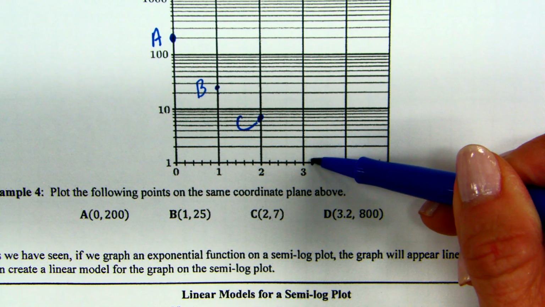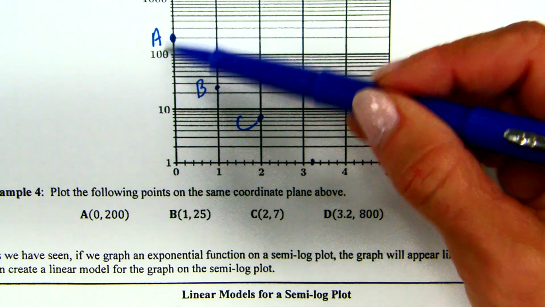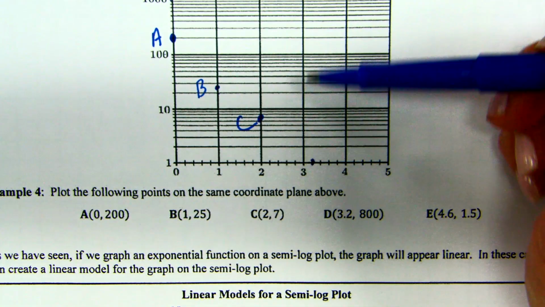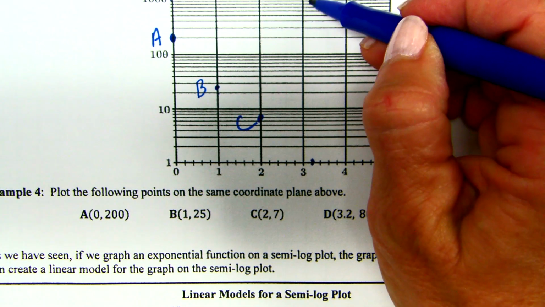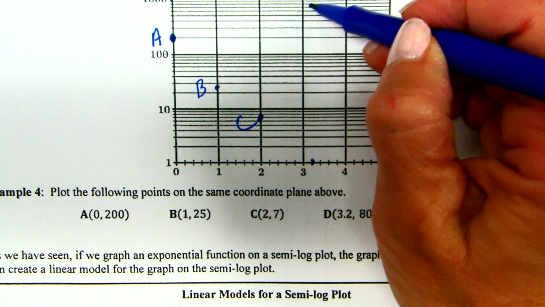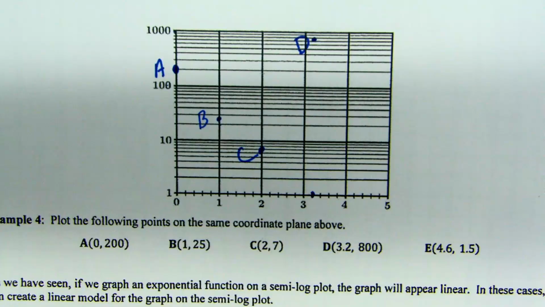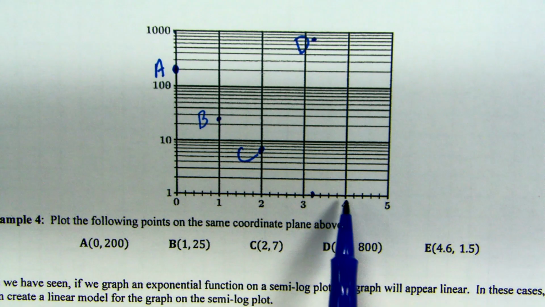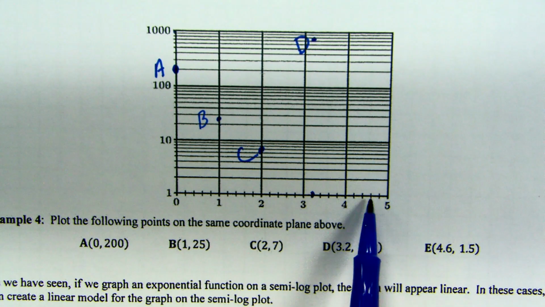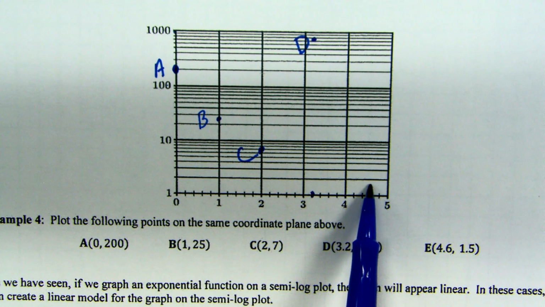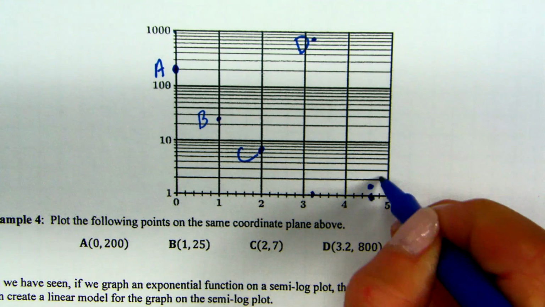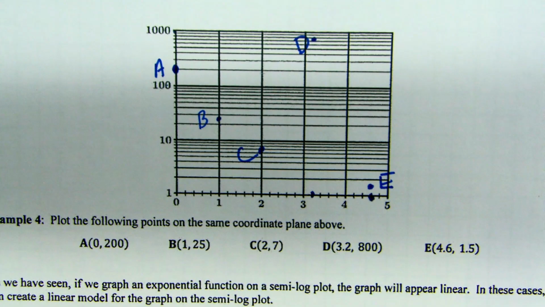Up to 800, that would be between 100 and 1,000. So again, it's easier to go up to 1,000 and go back to get to 800. So about right there. And the last one, 4.6, 1.5. So 4.6, this is 2, 4, 6. So here's 4.6 where my pen is. And then this line is 1, so right in the middle would be 1.5. Okay?